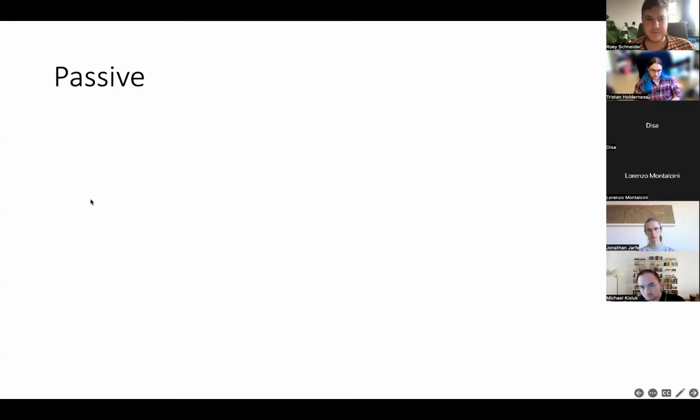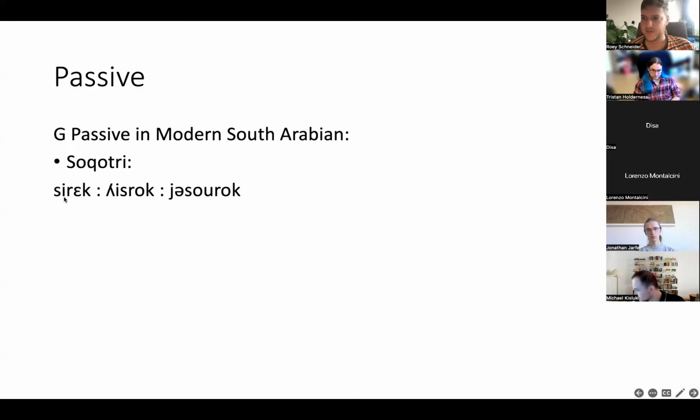So there's only one passive vowel class or something like that. So you don't have a different passive for each vowel class. You have only one. Lisrok is almost identical to the active one, and Yasobrok.